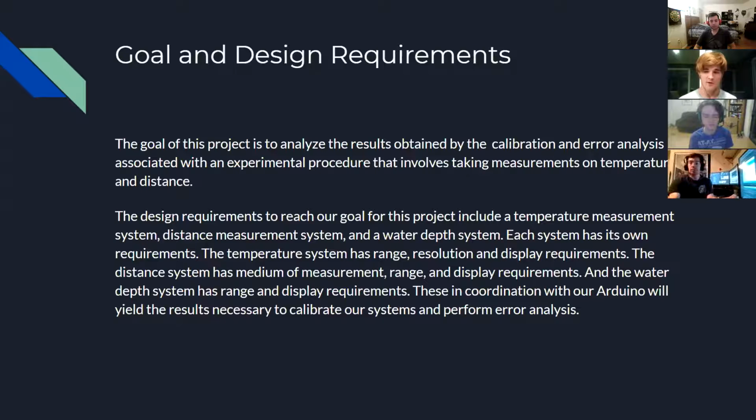They all have a range and display requirement. The temperature has an additional resolution requirement, and the distance system has an additional medium of measurement requirement. These, in coordination with our Arduino, will yield the results necessary to calibrate our systems and perform error analysis.